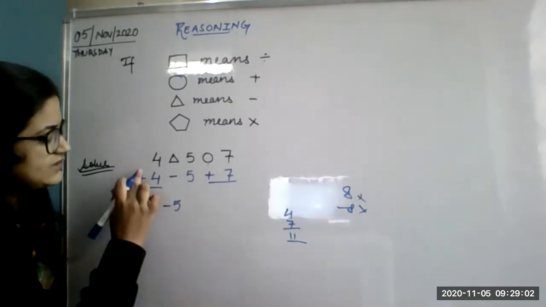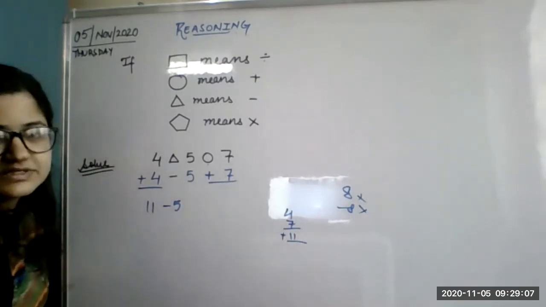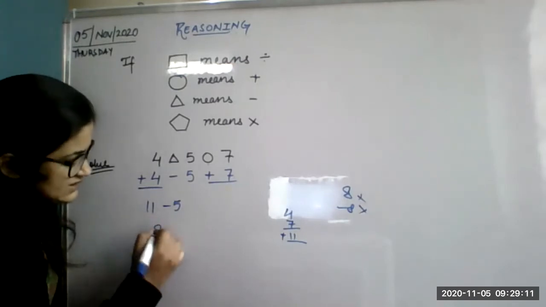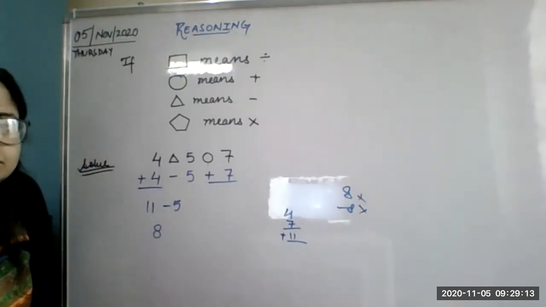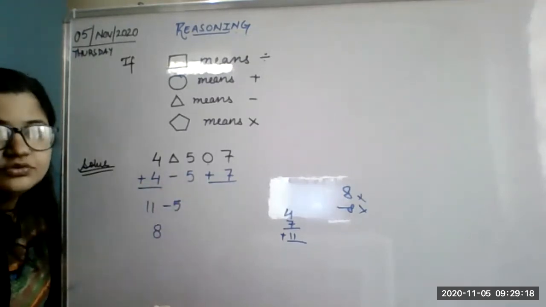Okay, if there is nothing there, I told you, if the number has nothing there, that means it's plus. Plus 11, 11 minus 5 is what? 11 minus 5 is 8. So when we are confused, 4 minus 5 is not possible, and we have to do the addition first.